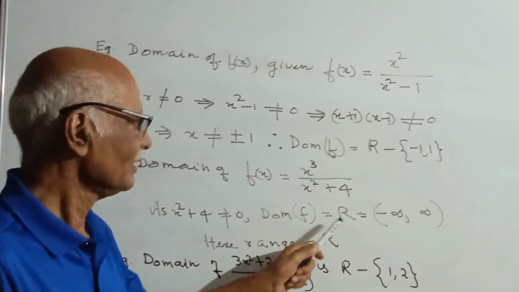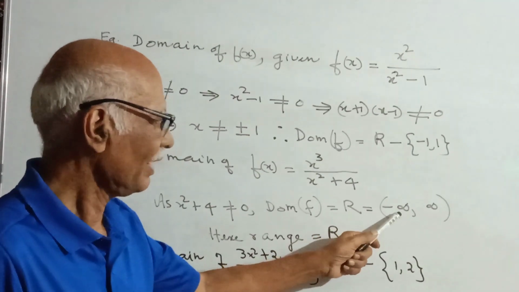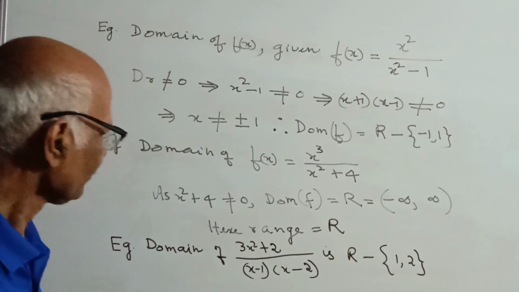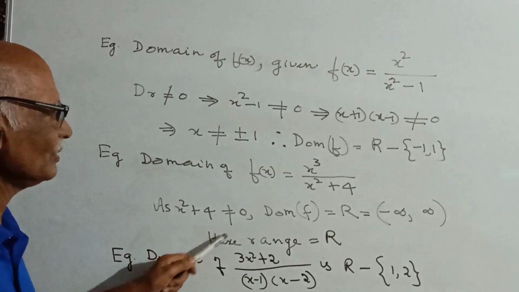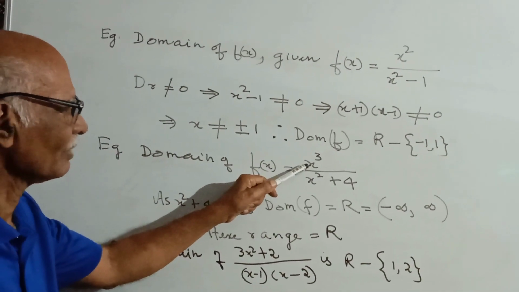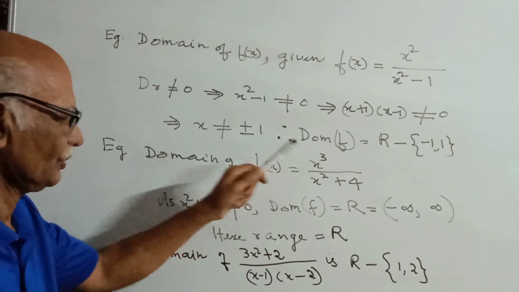Therefore the domain of f is the set of real numbers, minus infinity to infinity. The range of this function is also R, because x can go from minus infinity to plus infinity.